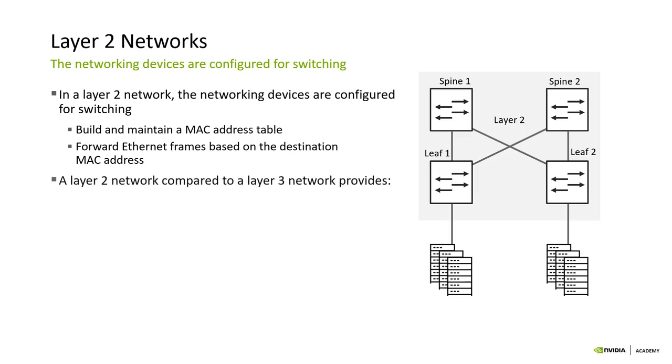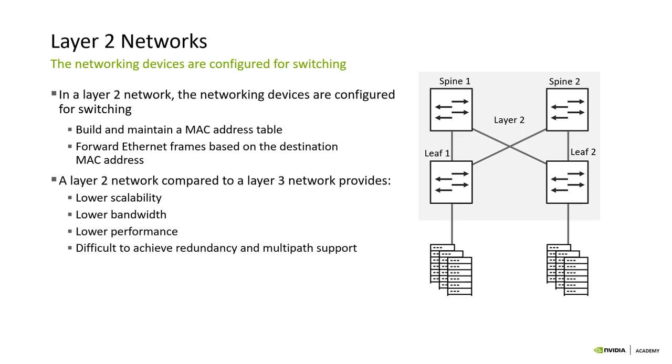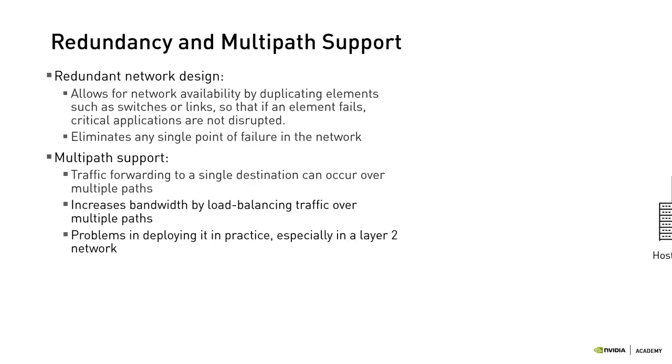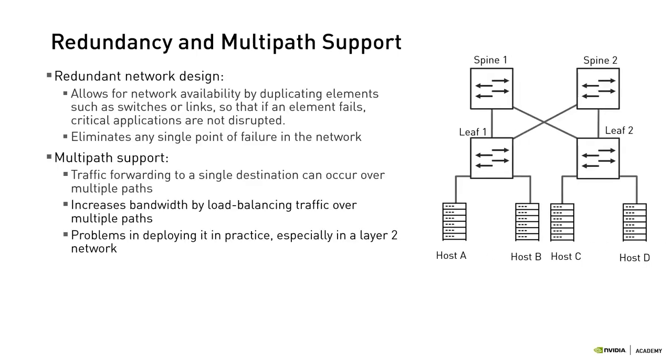Overall, a layer 2 network does not scale well and provides lower bandwidth and performance than a layer 3 network. Also, it's harder to achieve redundancy and multipath support. We'll explore the reasons for that in the following slides. Let's focus on redundancy and multipath support.